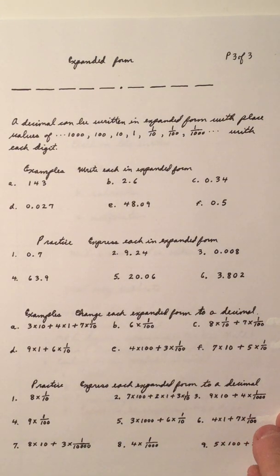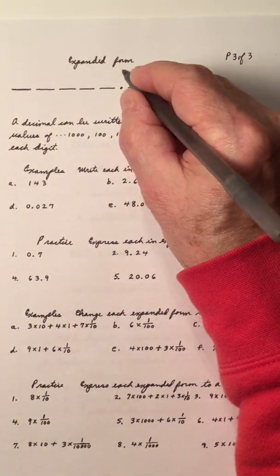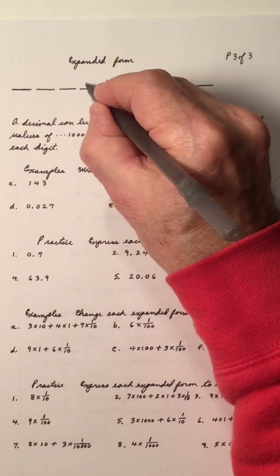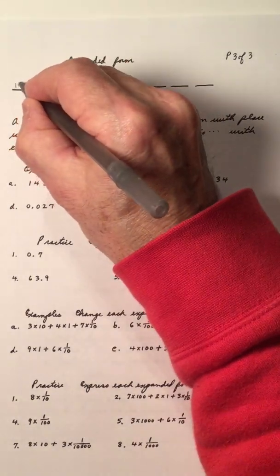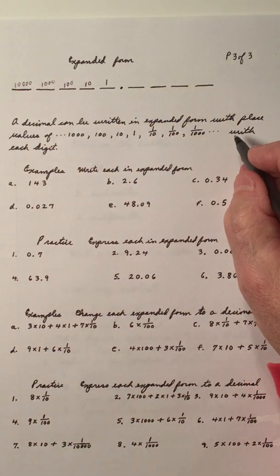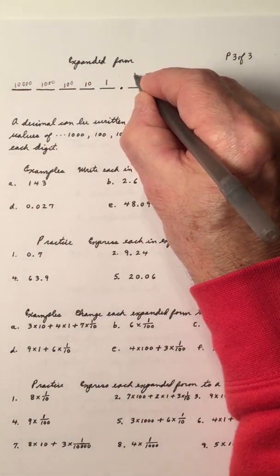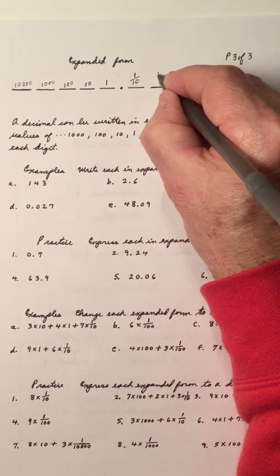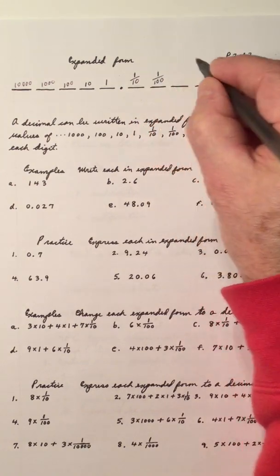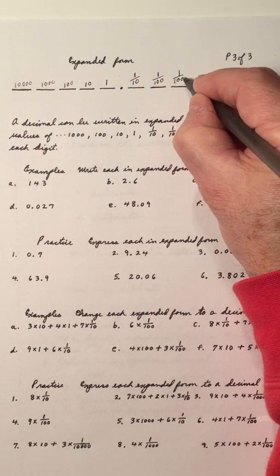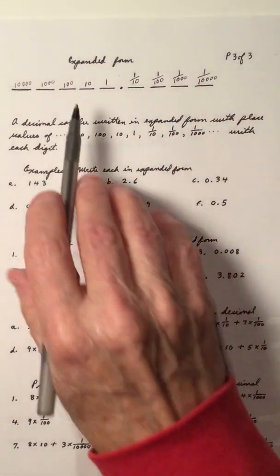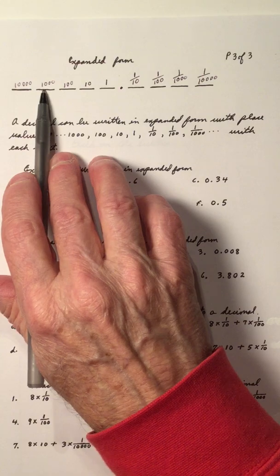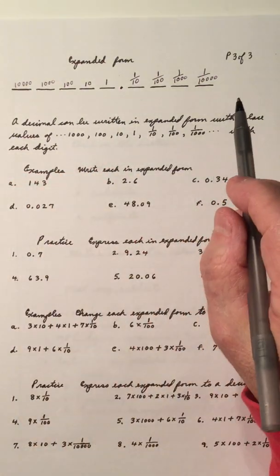Let's look at the expanded form. There's the decimal point. This is the ones place. This is the tens. This is the hundreds. This is the thousands. This is the 10,000s, and so on and so on. To the right, we have tenths. So we've got 1 over 10, tenths, 1 over 100, 1 over 1,000, thousandths, 1 over 10,000. Notice this is going up by 10. This is going down by 10.